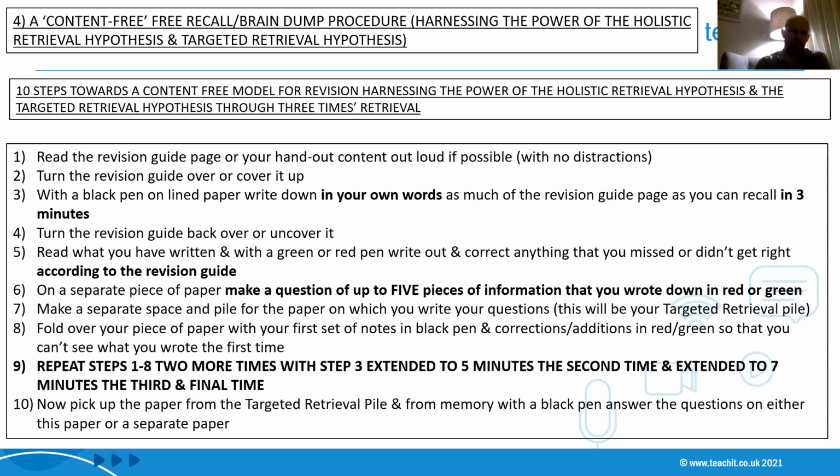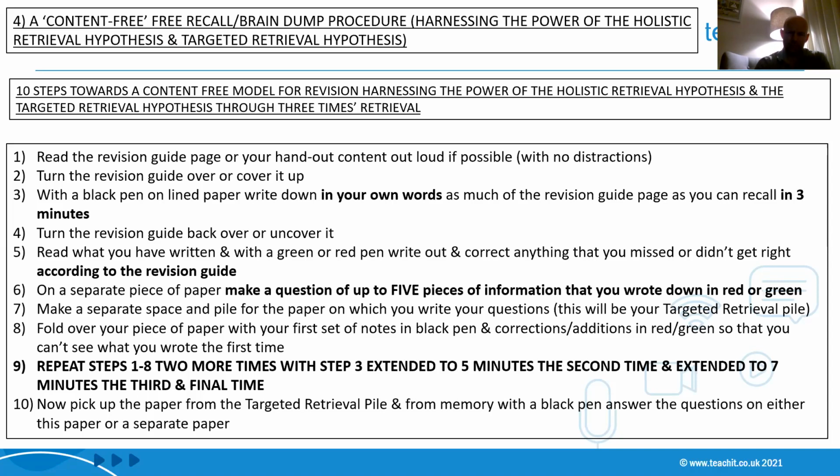And then step 8, fold over your piece of paper with your first set of notes in black pen and corrections, additions in red, green, so that you can't see what you wrote the first time. And then step 9, repeat steps 1 to 8 two more times, with step 3 extended to 5 minutes the second time and extended to 7 minutes the third and final time.